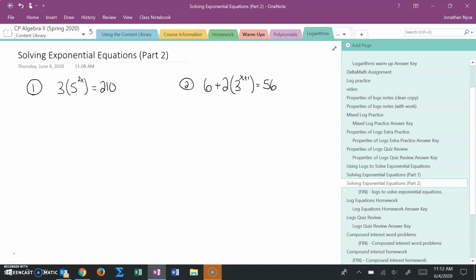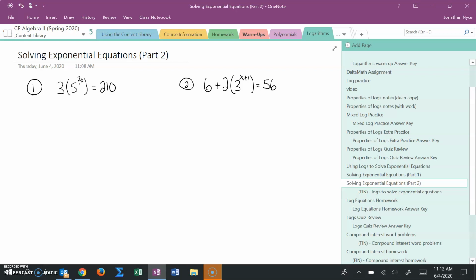Good morning. We're going to take a few minutes and go over solving exponential equations, some that are a little bit more involved than what we were looking at yesterday. Remember, in an exponential equation, the variable you're trying to solve for, whether it be x, y, or z, is in the exponent. And we solve these using logarithms and some of the properties of logs.